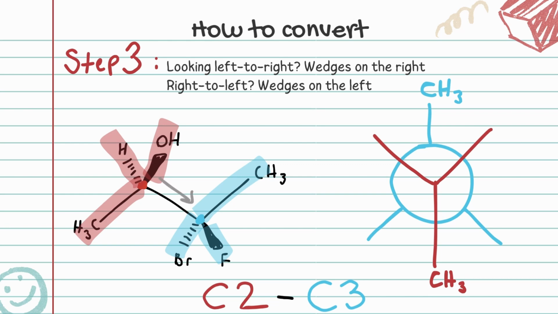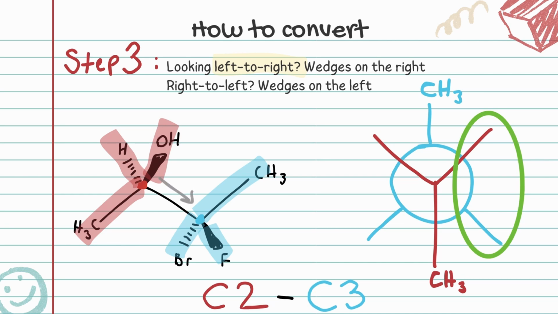So to get it right every time, use this little mnemonic, because trying to figure out the perspective or redraw it can be a little confusing. Basically, if you are looking from left to right, wedges are on the right. And if it was from right to left, then wedges are on the left. In this case, our front carbon is on the left, and we continue to the right, so that's left to right. All of our wedges will be on the right in that green circle there that I show. So those wedges, both OH and fluorine, should be on the right side of the Newman projection.